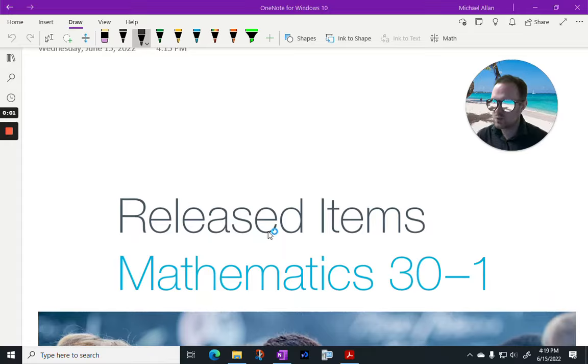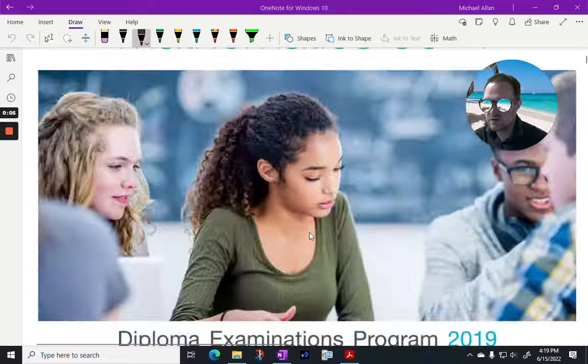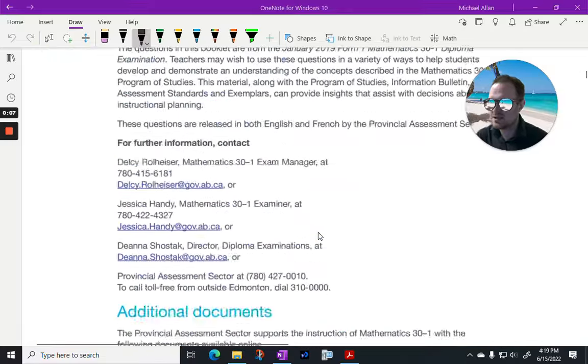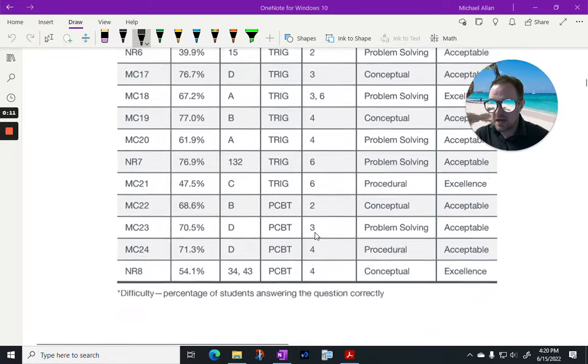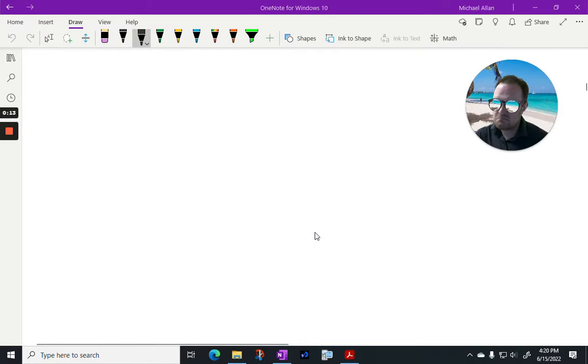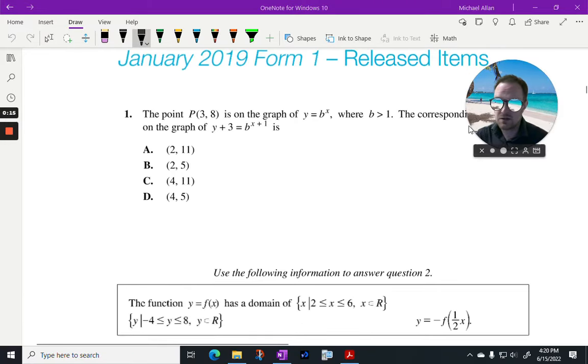Hi there, Math 30-1. So I thought today I am going to go over this 2019 released exam. Rather than just having the answers here, how do we get them? So I'm going to go through the whole exam. I don't know if this is going to take 2.5 hours or 2 hours or so. Hopefully it doesn't take that long.